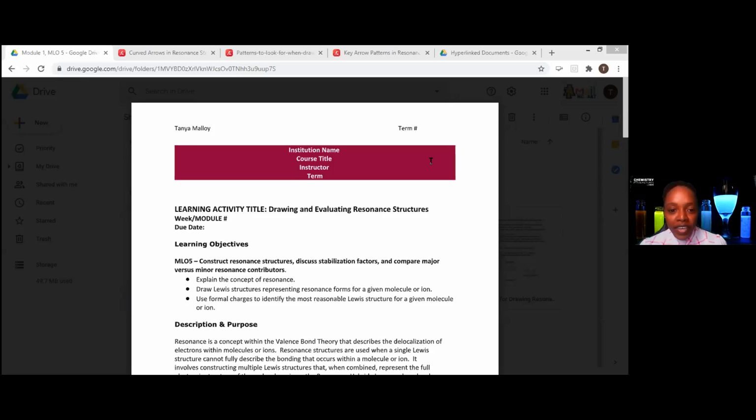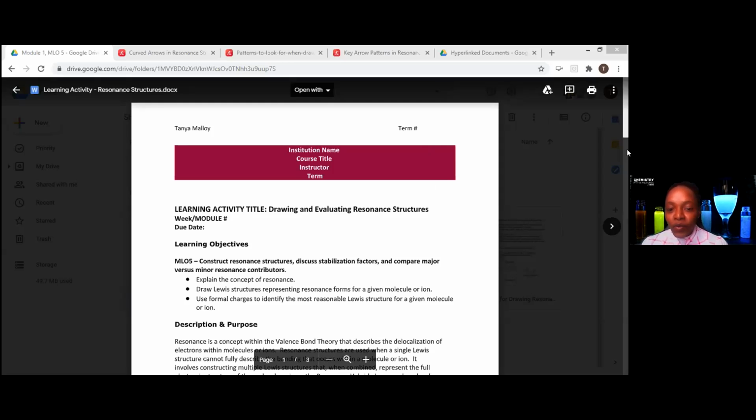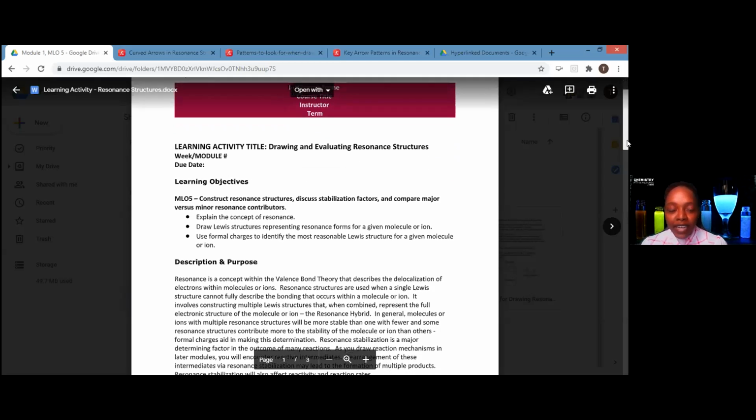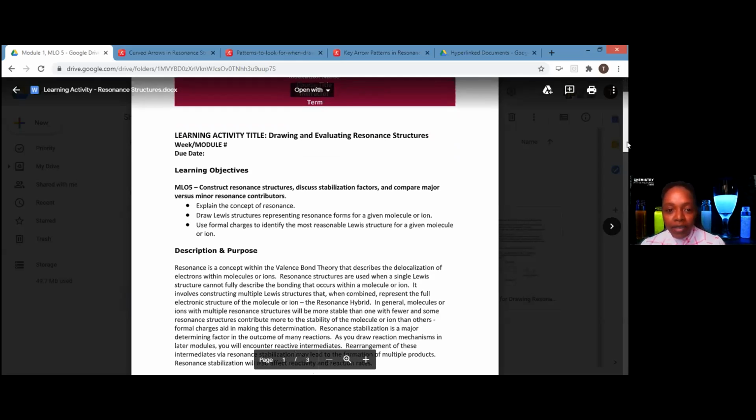So what you see here is the transparent sheet for this specific learning activity, which covers drawing and evaluating different resonance structures. At the beginning, we state clearly the module learning objective, which is MLO number 5, and then we explicitly state what the students should be able to do after completing this learning activity.